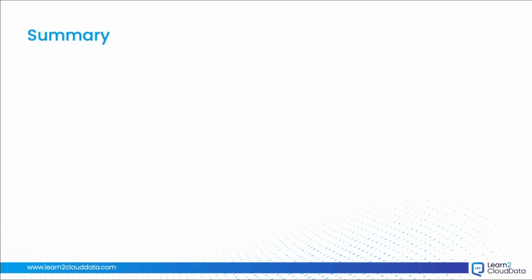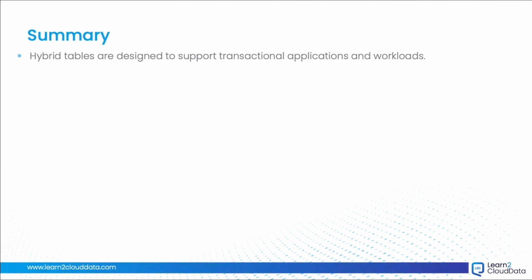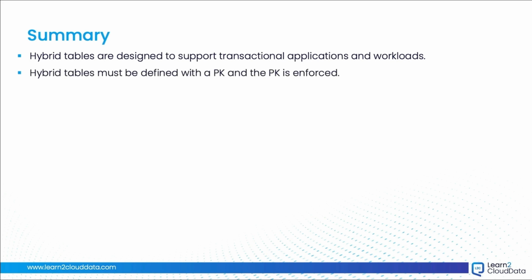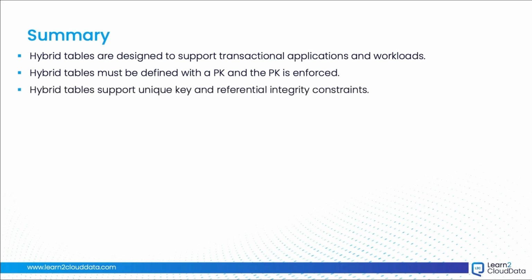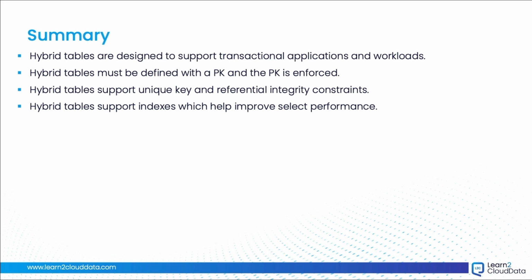Let us summarize what we have learned in this section. Hybrid tables are designed to support transactional applications and workloads. Hybrid tables must be defined with the primary key and the primary key is enforced. Hybrid tables support unique key and referential integrity constraints, though they are not mandatory. Hybrid tables support indexes, which can help improve select performance.